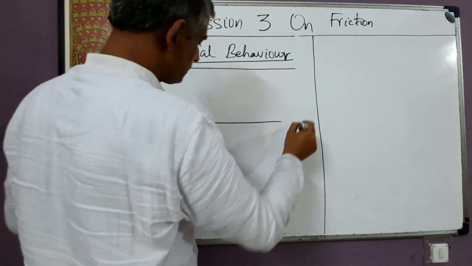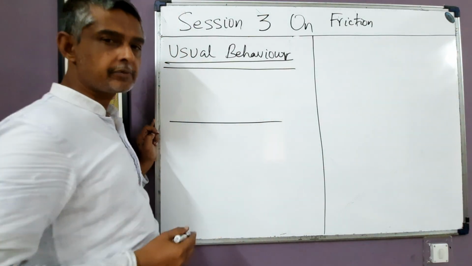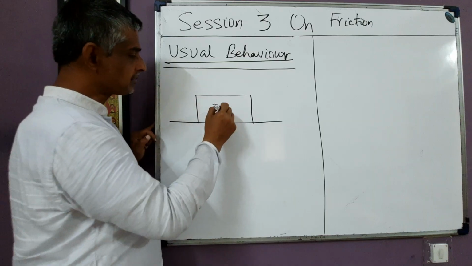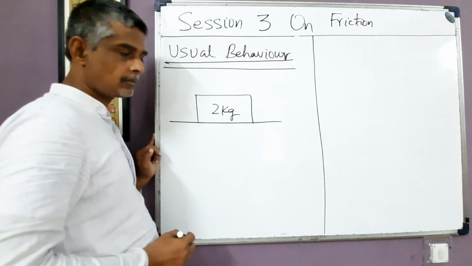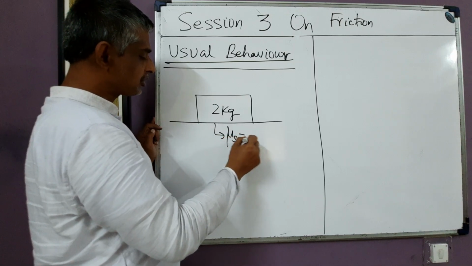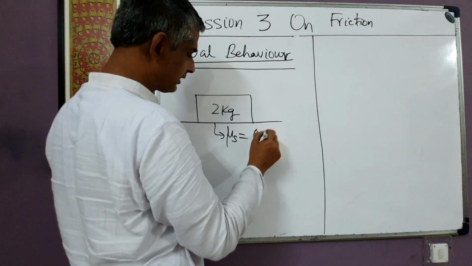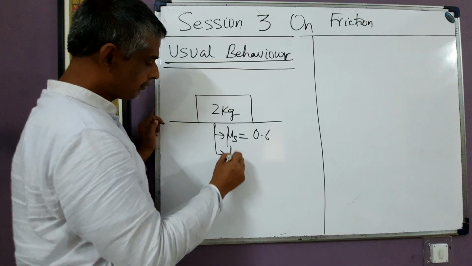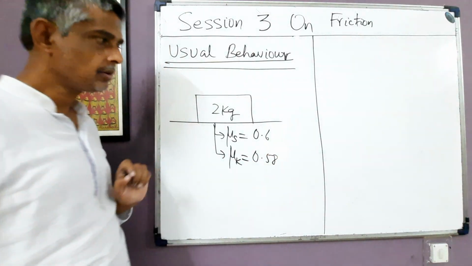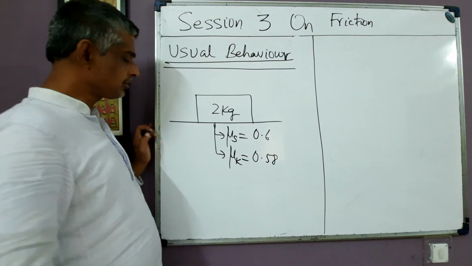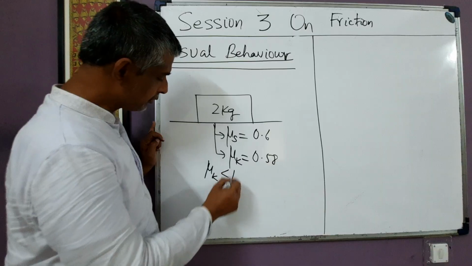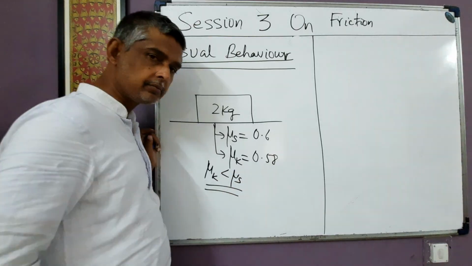Okay. Suppose we are given a rough horizontal surface. Suppose a block of mass is placed here. Suppose the mass of the block is 2 kg. This is a rough horizontal surface. Coefficient of static friction between these two bodies is 0.6, and coefficient of kinetic friction is 0.58. Okay. This I have already discussed in the previous videos, that for a given pair of surfaces in contact, mu k is less than mu s. Okay, fine.